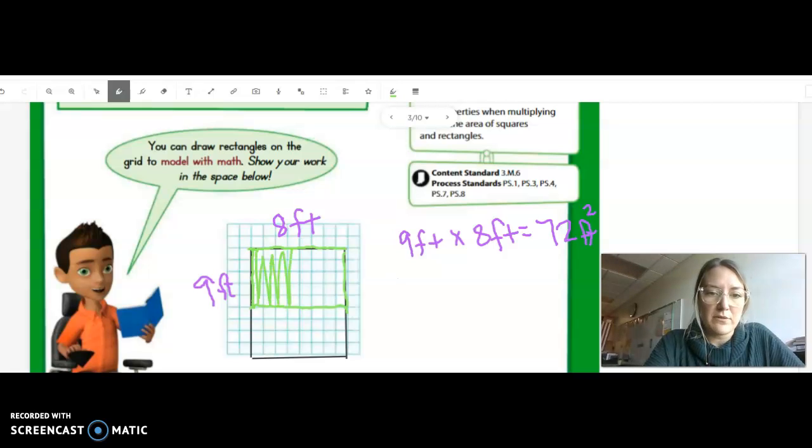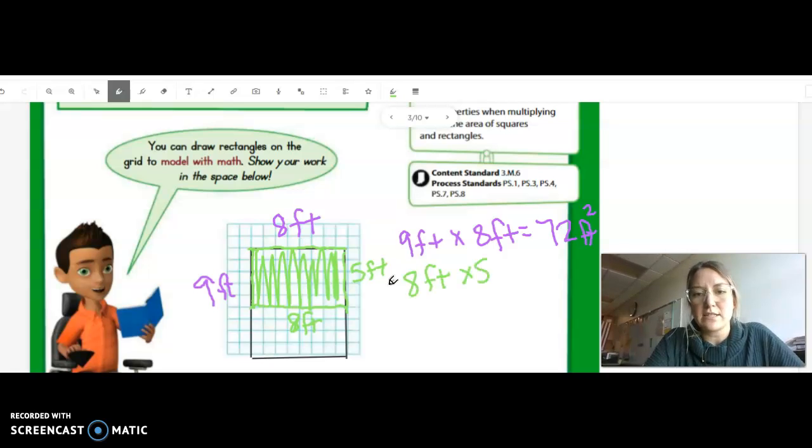All right, so here's my rug. And my rug is 8 feet wide and 5 feet long. We'll go ahead and find the area of that. I have 8 feet times 5 feet. And we've already mastered our 5s, so I know that that is 40 feet squared.